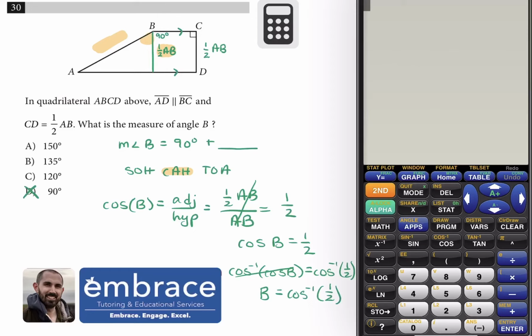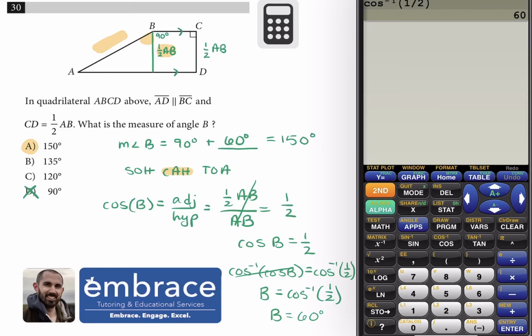Okay, now here's where your calculator is going to come in. Cosine inverse is right above the cosine button, so you're going to hit second cosine, and type in 1/2. Now you do have to make sure that your calculator mode is in degrees, because our problem here is in degrees. So if we hit enter, we get 60 degrees. If you don't get 60 degrees, it means your calculator is not in degree measure. All right, so that missing angle here is 60 degrees, which means our answer is 150, which is answer choice A.